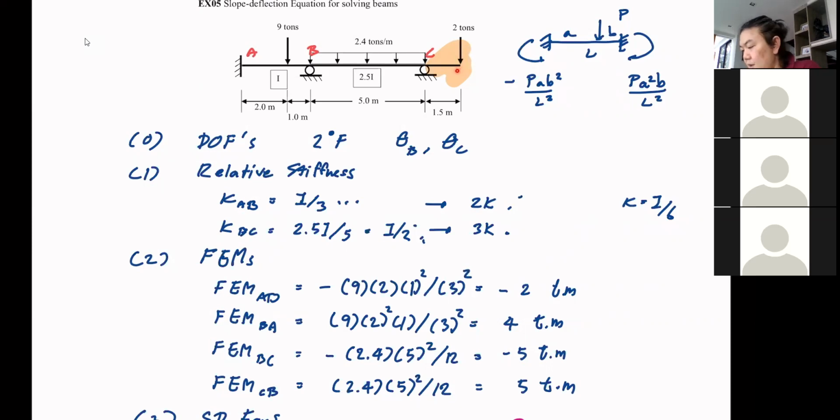It's a free end. And when you take a look at the free body diagram of the free end, this is my free body diagram, 2 tons, which means that I need to have this moment, right? And that moment arm is 1.5, the load is 2, so this moment has to be 3 ton meter, correct?